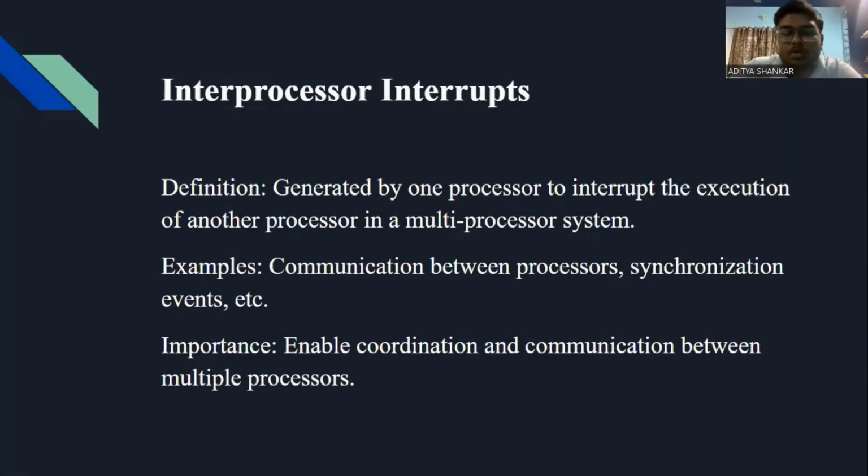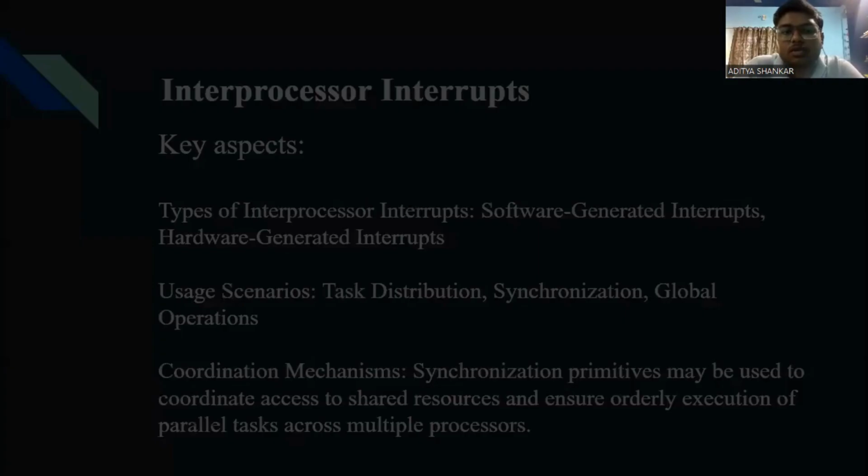Interprocessor interrupts. These are the next types of interrupts. Whenever there is a multiprocessor system, when one processor generates an interrupt to stop the execution of another processor, this is an interprocessor interrupt. First, examples. This facilitates the communication between processors and the synchronization unit. Why are they needed? They enable coordination and communication between multiple processors.